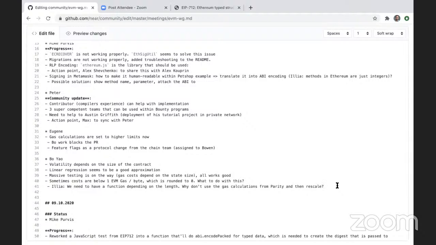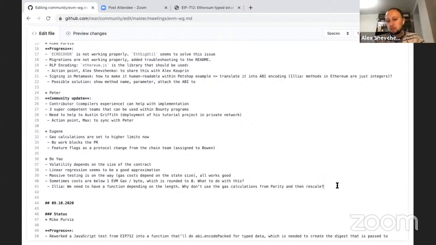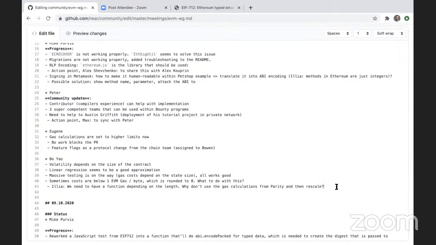Okay, so the calculation. Once again, just to wrap this up, we can use the existing implementations that are used by Parity in their Rust client that are doing the calculations of the gas in the EVM, and we just need to use the same thing and then rescale it to the NEAR gas. Is this correct? Yeah. Okay, great.